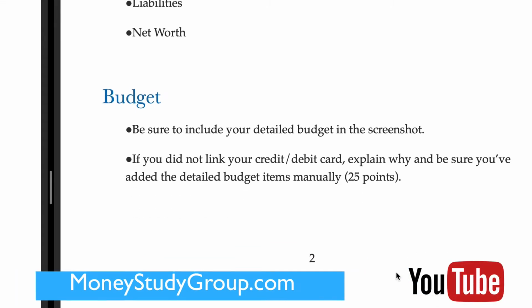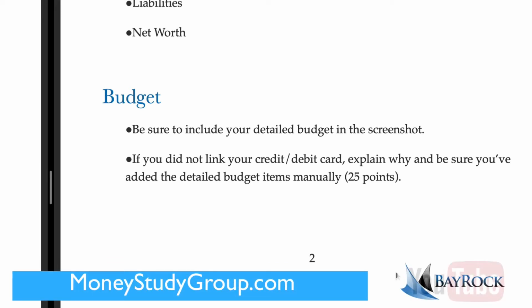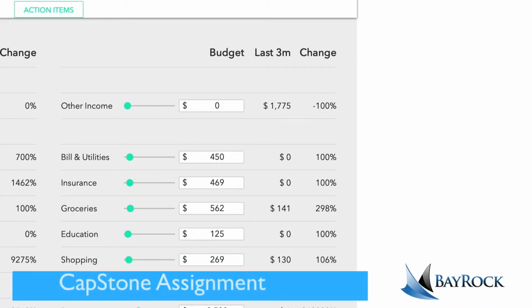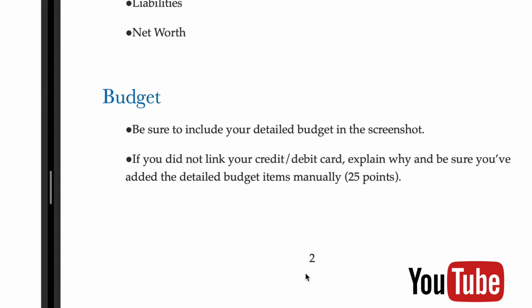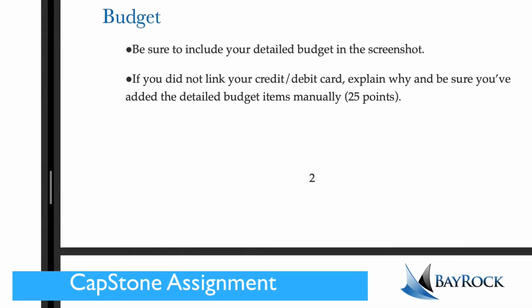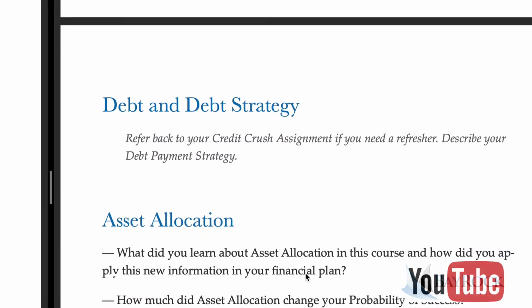If you did not link your credit card, explain why, and be sure that you've added the detailed budget items, because that's going to need to be done manually. If you linked your card, great, you'll get a lot more data fed through into your plan, which I've encouraged you to do multiple times throughout the semester. So hopefully you did that. If not, be sure to add the items manually.